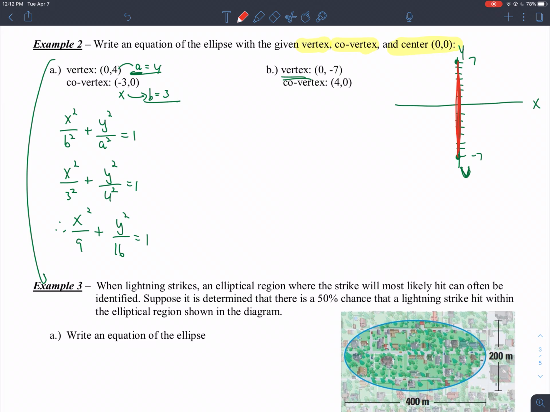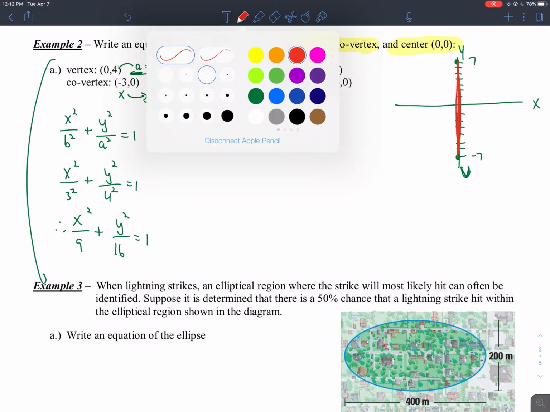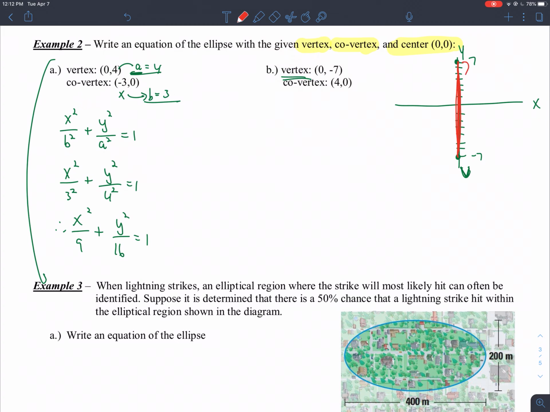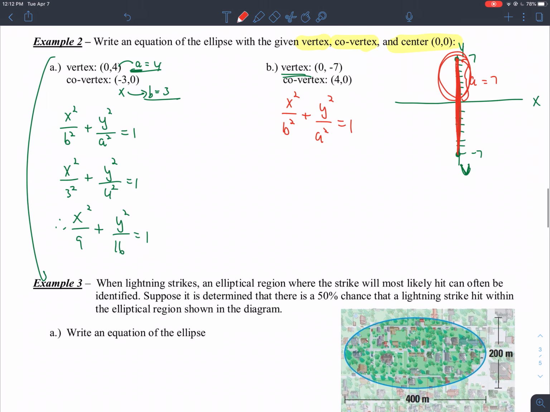Well, if the major axis is vertical, then that tells me that this distance is A, which is 7. And so that tells me that A goes under y squared, because I'm going in the y direction. So my equation looks like this: x squared over b squared plus y squared over a squared equals 1, because A is in the y direction. And so that's my equation.